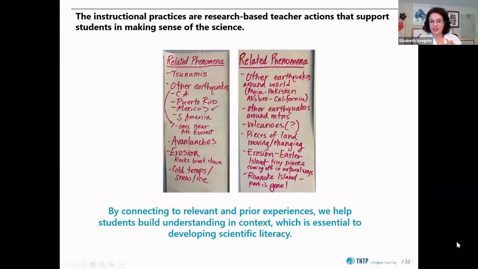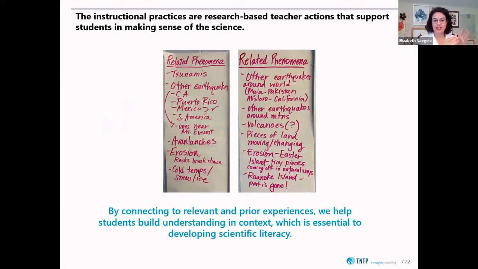If you look at the language of the indicators, if you have the tool out there, you can see some of these best practices that we've listed as instructional practices for science. These instructional practices in the walkthrough tool are research-based teacher actions that support students in making sense of science. One of those, as an example, is that a teacher leverages students' prior knowledge and experience.